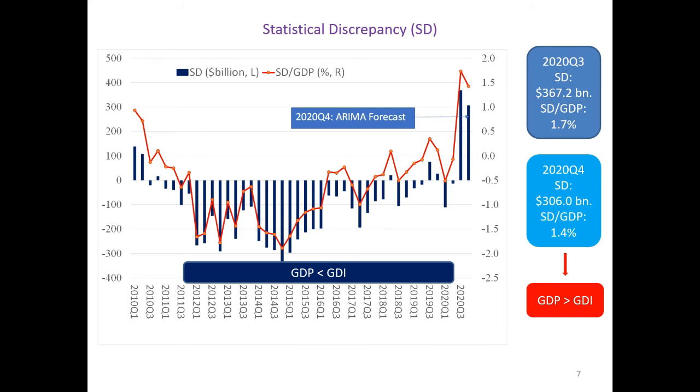The statistical discrepancy for 2020 Q3 was calculated to be 367.2 billion. This means the nominal GDP was 1.7% larger than nominal GDI in 2020 Q3.